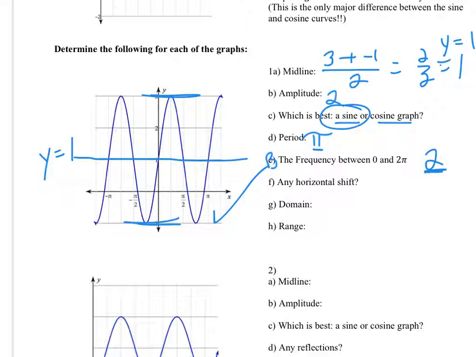Is there any horizontal shift? Well, if there was a horizontal shift, it wouldn't start on the y-axis. It would be shifted over to the left or to the right. So there is no shift. The domain is always all real numbers. Oh, that's good. All real numbers. And the range is how low.